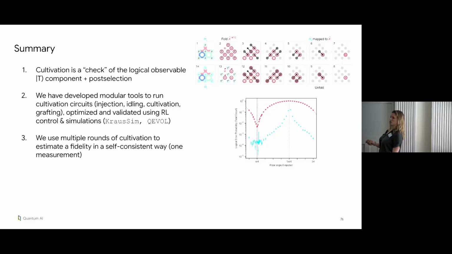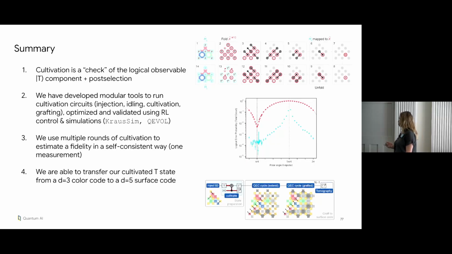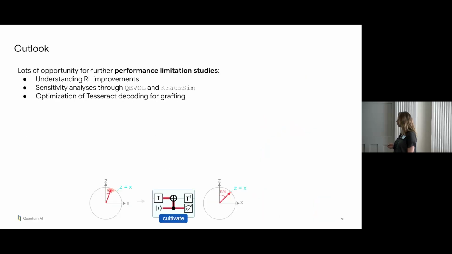And we used cultivation as a metrological tool in order to measure the state fidelity in a single self-consistent circuit. We see an improvement when we do so by a factor of 40, and 10 to the minus 4 state errors. And finally, we were able to transfer into a grafted code for compatibility with our surface code quantum processors.